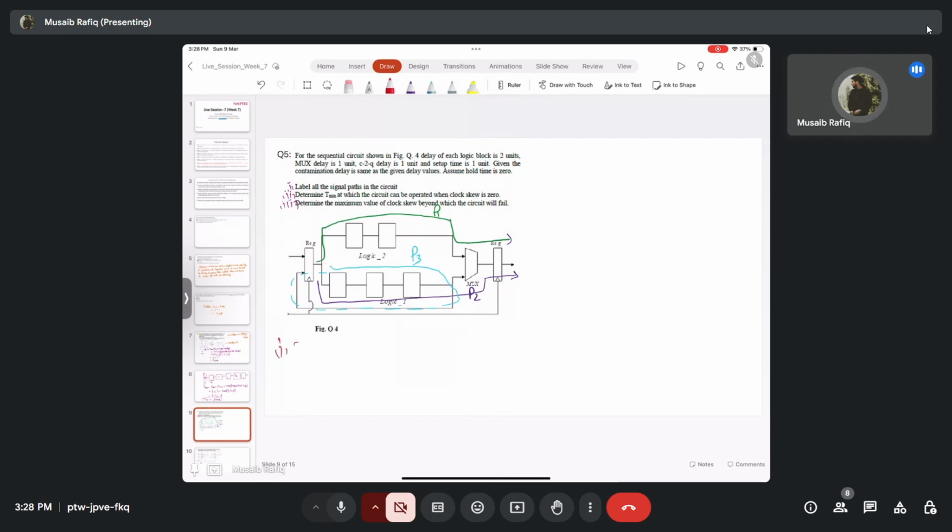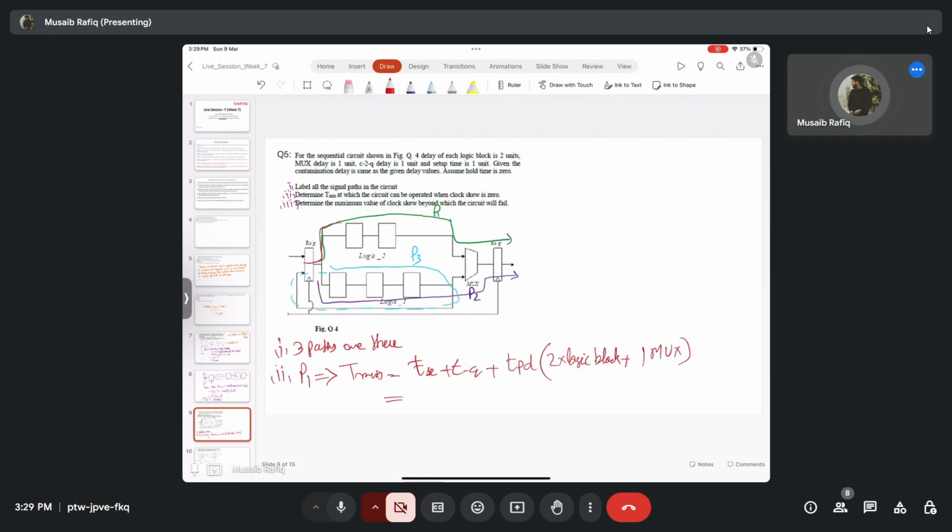So first, there are three paths. Now part 2 is we have to determine T min at which the circuit can be operated when clock skew is 0. So let's look at P1. What will be the T min? T min for P1 is T setup of the register, plus T clock to Q of register, plus TPD of logic block, that is, each logic block, so 2 into logic block, plus 1 of mux, right?